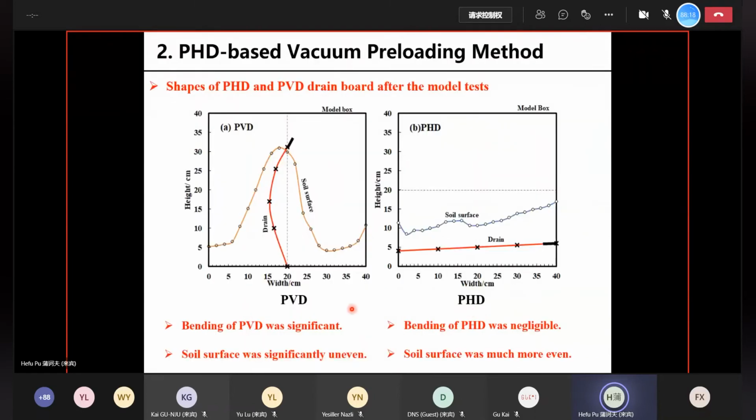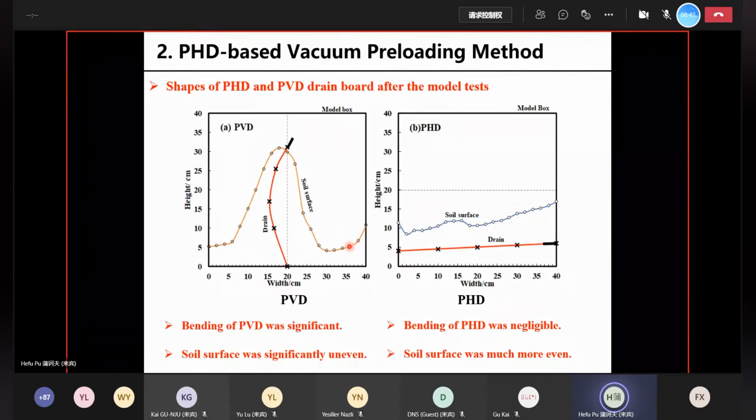This figure shows the shapes of the PhD and the PVD as a drain board after the model test, after the whole dewatering procedure. On the left, we can see that the red curve, which is a drain board, is severely bent. And on the right-hand side, the PhD was still, the bending was negligible. It's still pretty much flat.